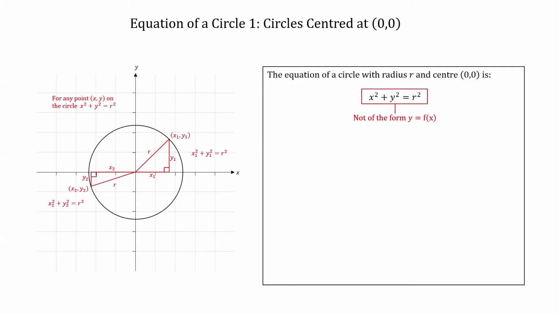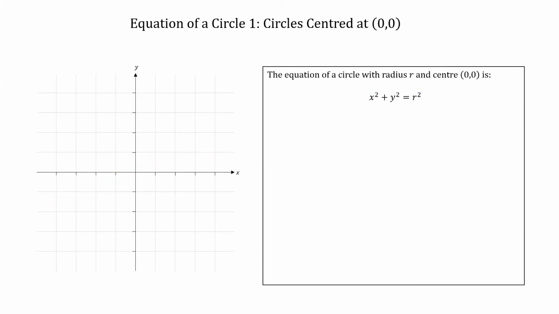So first of all, we'll just note that this is not of the form y equals f of x. So with straight line equations, we have y equals mx plus c. So the y is on the left-hand side of the equal sign by itself. But here we have the x and the y together on the same side. So it's maybe not quite what we're used to.